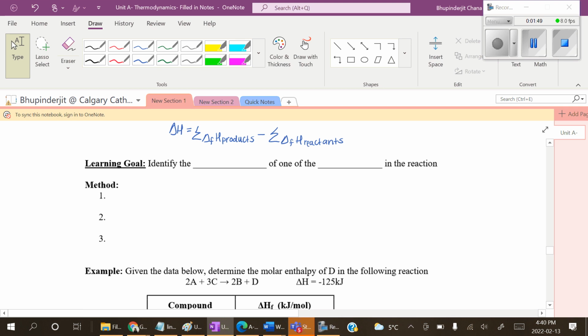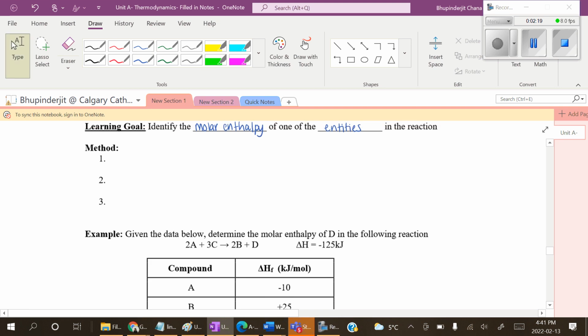Okay, so here are our goals. Identify the molar enthalpy, so your delta H, of one of the entities in the reaction. So basically an entity is either one of your products or reactants. You're either one of your compounds or your elements.